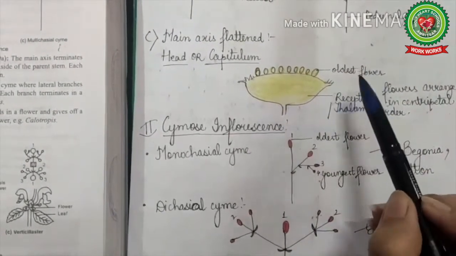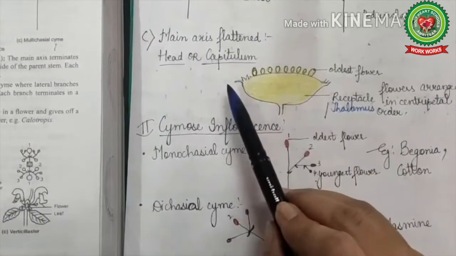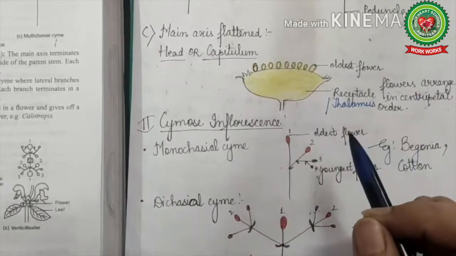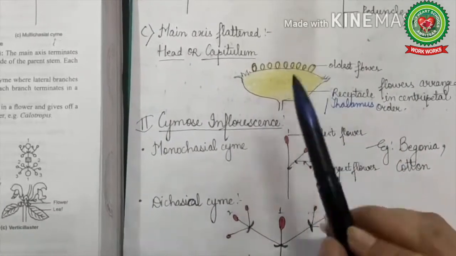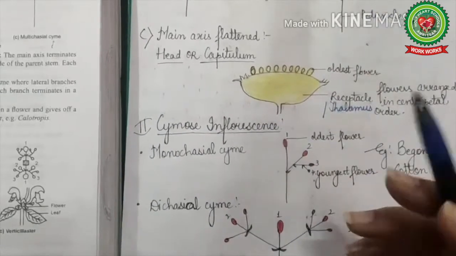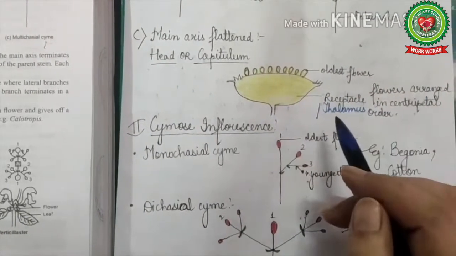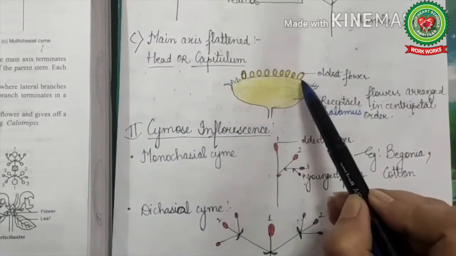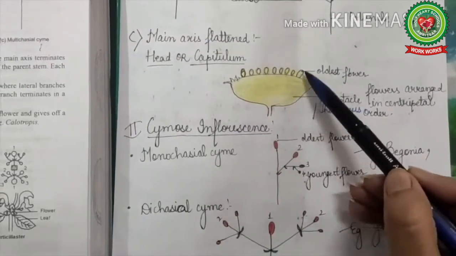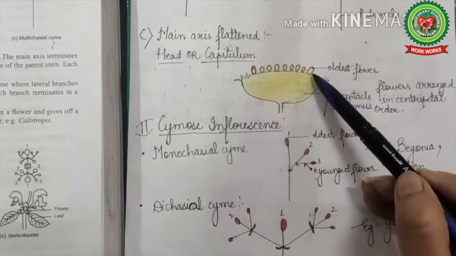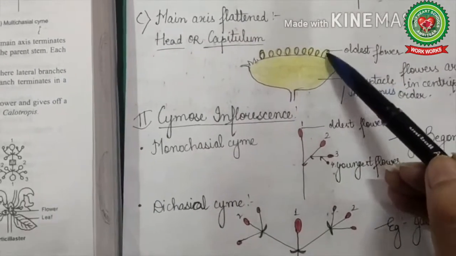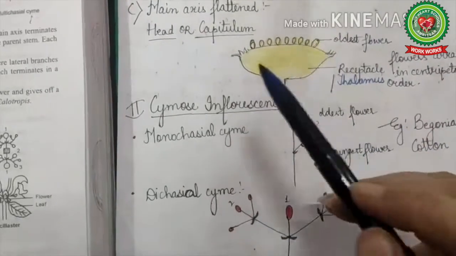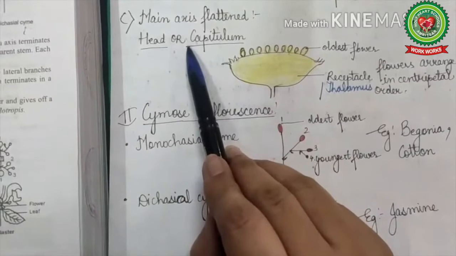Now the arrangement of flowers. Flowers are basically stalkless. Stalkless means sessile, in which the pedicel is absent, and they are arranged in centripetal order. Centripetal is the main term associated with racemose inflorescence. Centripetal means the opening of the flowers will be from the outer to the inner side, and here it is acropetal as well as centripetal. This is the oldest flower, and in the center it will have the youngest flower. The best example for this is sunflower.